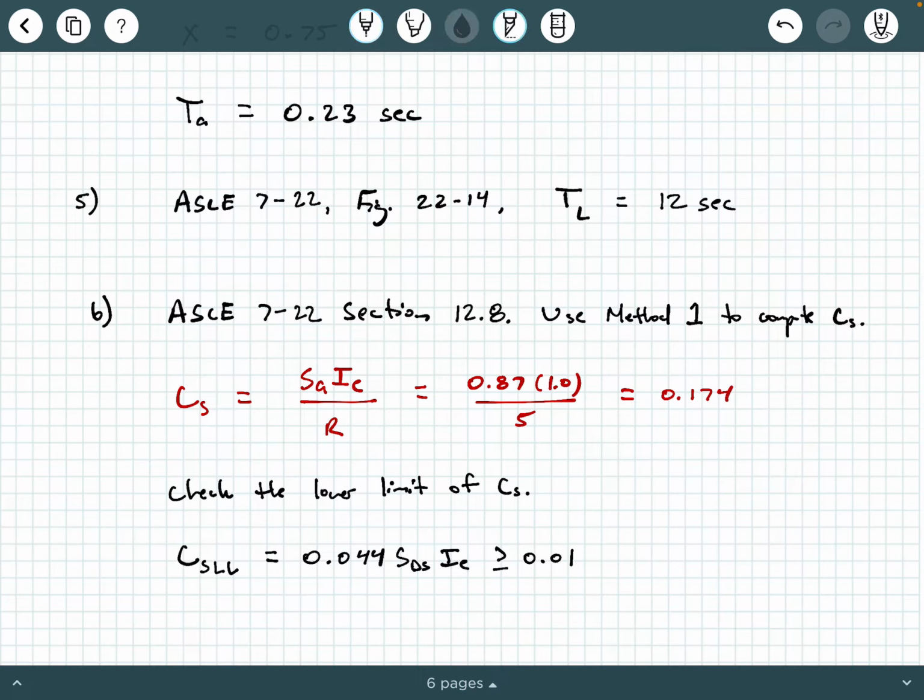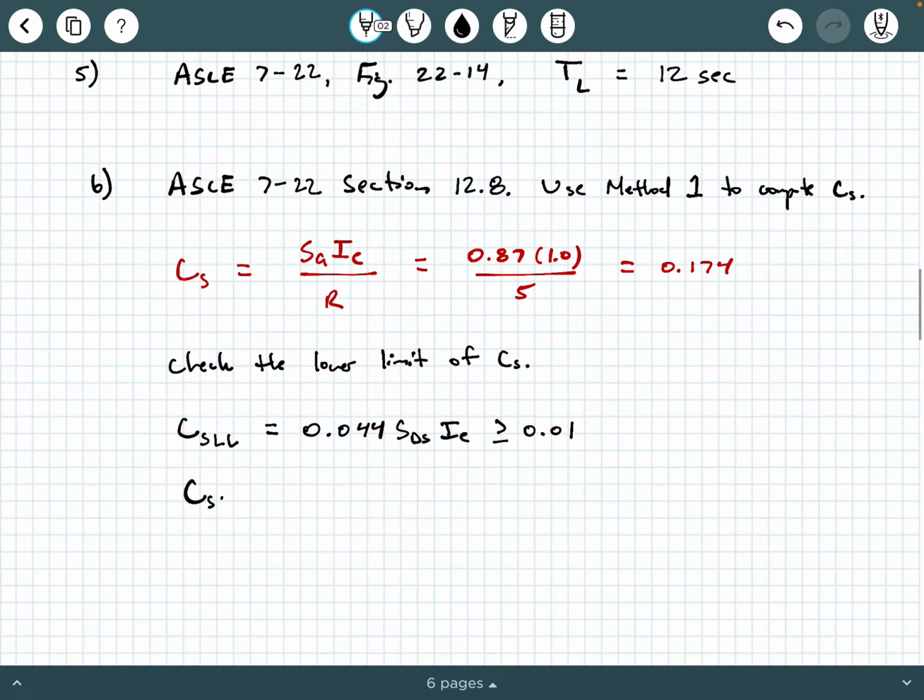Now, we have S sub DS from our ASCE 7 hazard tool, so we can say C sub S lower limit is 0.044, and then S sub DS is 0.83 times I sub E, which is 1. And let's see what we get. 0.044 times 0.83 is 0.0365, which is bigger than this 1%. So we can check that off. So what this is saying is you can't use a C sub S value that's smaller than this calculated value that we just got, okay?